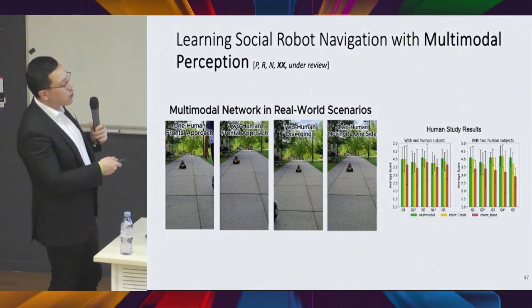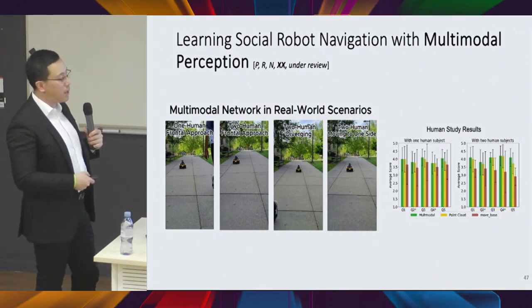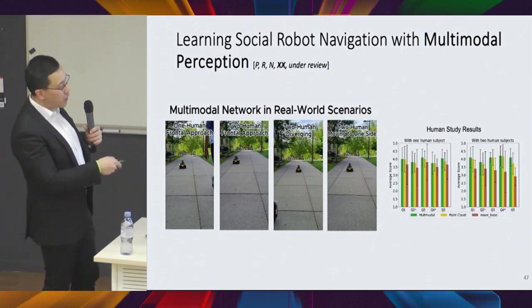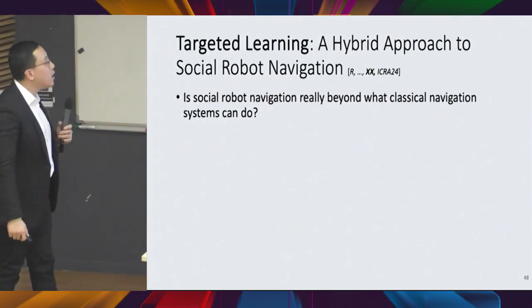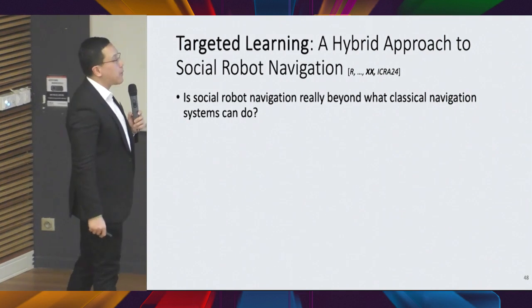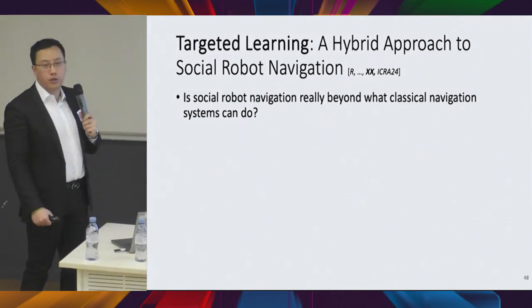Roughly speaking, our multi-model perception pipeline achieves the highest social compliance in all these different questions. Okay, so the last work I'm going to talk about is called targeted learning, a hybrid approach to social robot navigation.